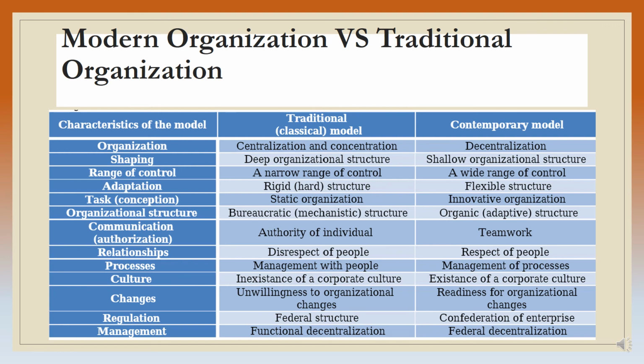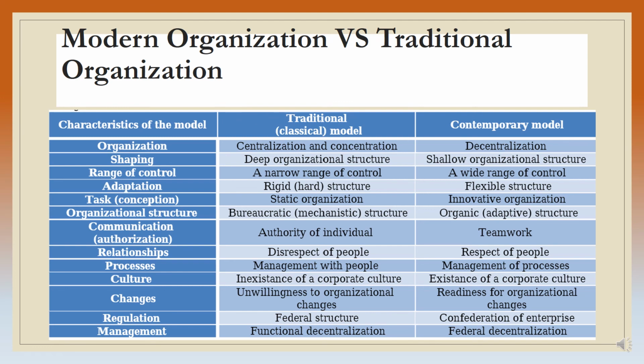It is a hard structure, not flexible, whereas contemporary structures are flexible. Because it is not flexible, it becomes static, whereas contemporary or modern structures are innovative and dynamic. These are the mechanistic or bureaucratic structures, whereas the modern structures are adaptive or organic in nature. In authority, the individual is responsible, but in modern organizations, it is all teamwork. In traditional organizations, they do not give too much emphasis to people, so it's all mechanistic, whereas in dynamic or contemporary organizations, they respect people and their behaviors.